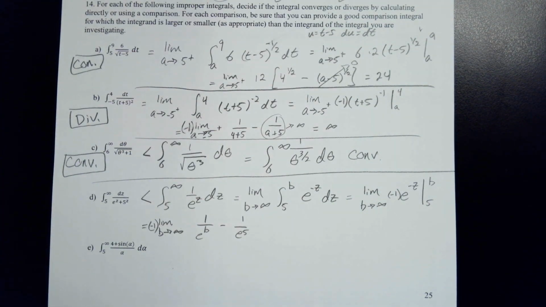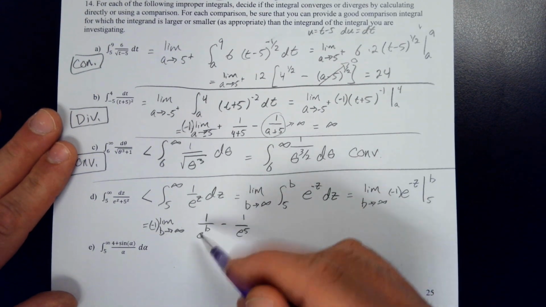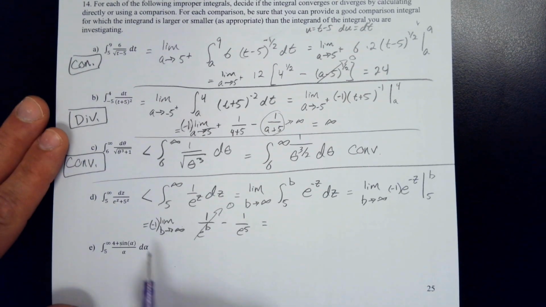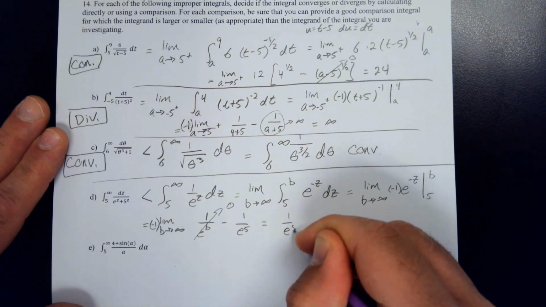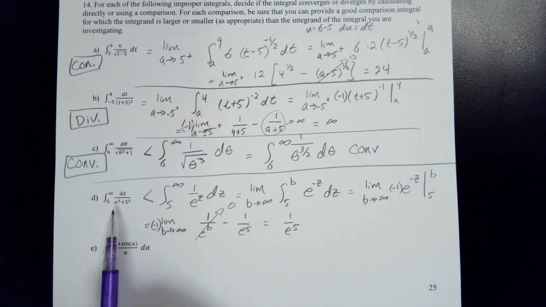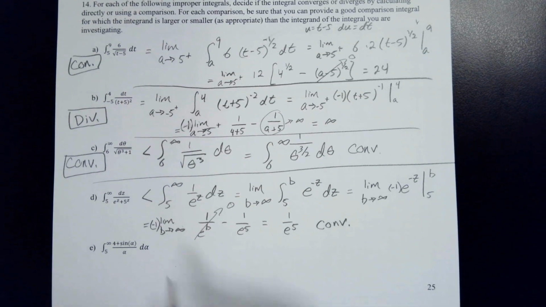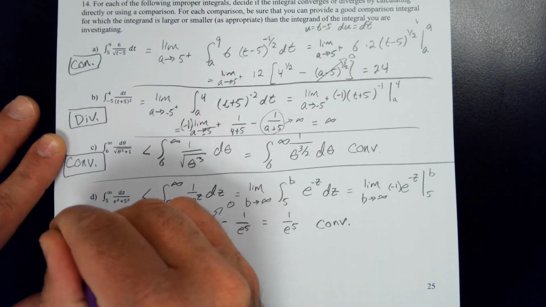Now once I've done that, I really care not what this number is, what this limit is, but whether it's plus or minus infinity or a constant. Well, as b approaches infinity, e to the b gets enormous, so this thing goes to 0. So this limit does equal a number, and the number it equals is negative that. It's 1 over e to the 5th. I don't really care what that is, because I wasn't asked this integral, I was asked this integral. Well, this one definitely converges, and this integral is less than something that converges, so it must also converge.